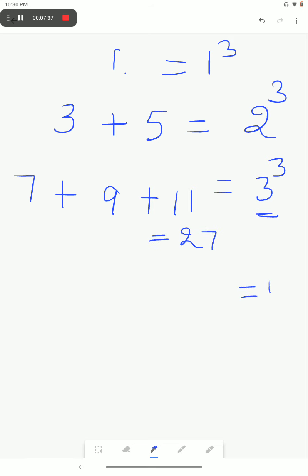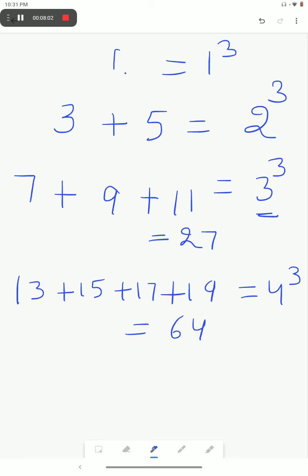Now next is 4 cube. For this we will have to add the next 4 consecutive odd numbers. After 11 we have 13. After 13 we have 15. After 15 we have 17. After 17 we have 19. When we add all these, it will come out to be 64. This is a pattern of consecutive odd numbers. When we add these consecutive odd numbers, we can get the cubes of consecutive numbers in sequence.